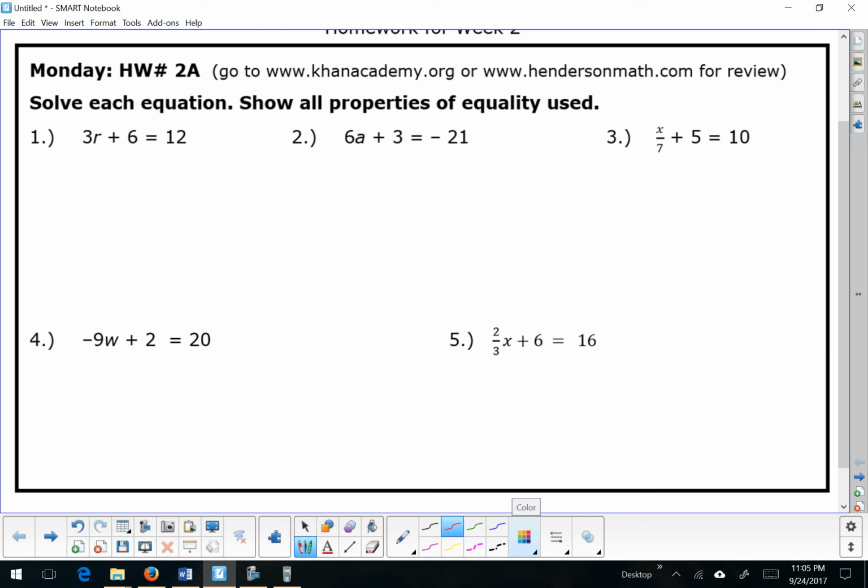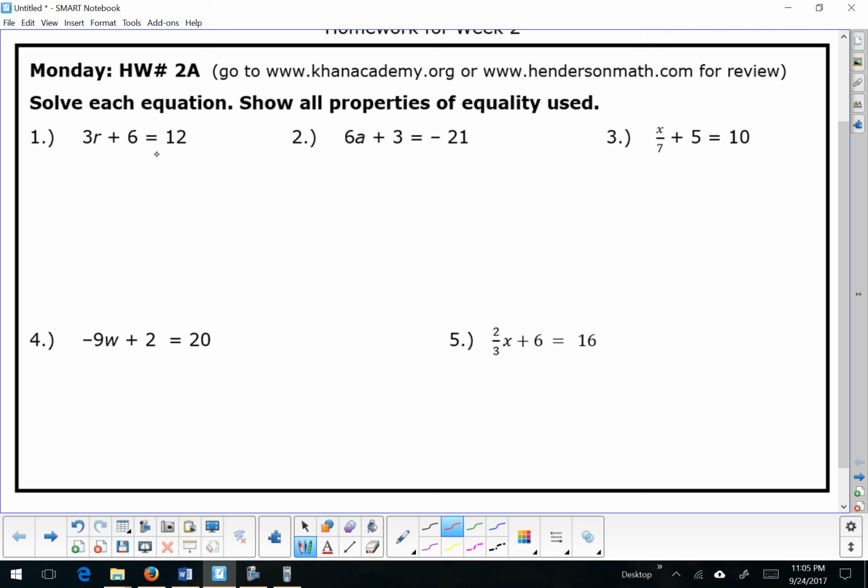Now I'm not going to solve every single question in every single section on this tutorial, but I will solve enough that should give you the proper steps to solve your questions on your own. So let's take a look here. Our directions say solve each equation and show all properties of equality used.